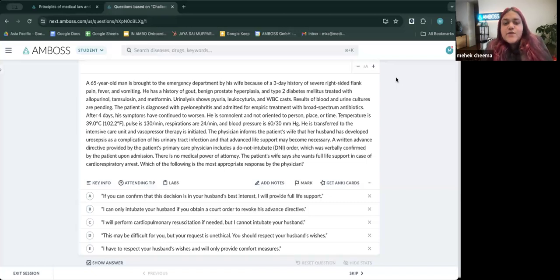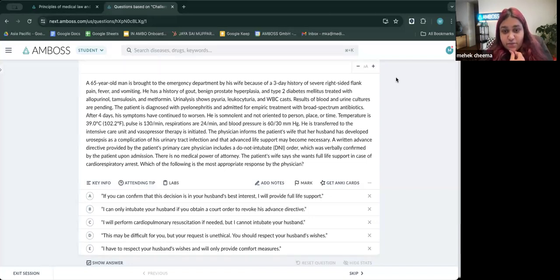The patient is diagnosed with pyelonephritis and admitted for empiric treatment with broad-spectrum antibiotics. After 4 days, his symptoms have continued to worsen. He is somnolent and not oriented to person, place, or time. Again, all of these things are things you're getting because you took proper history. Temperature is 39 degrees Celsius. Pulse is 130 per minute, respirations are 24 per minute, and blood pressure is 60 by 30. He is transferred to intensive care and vasopressor therapy is initiated.